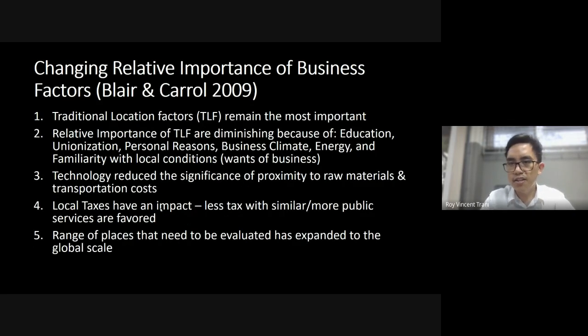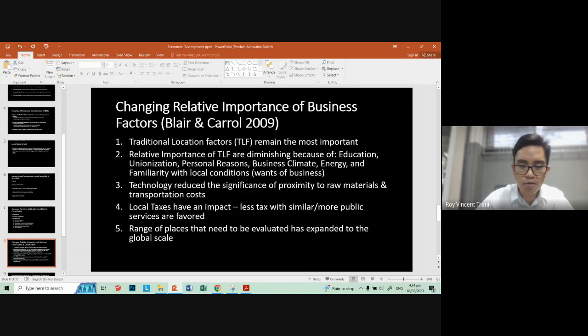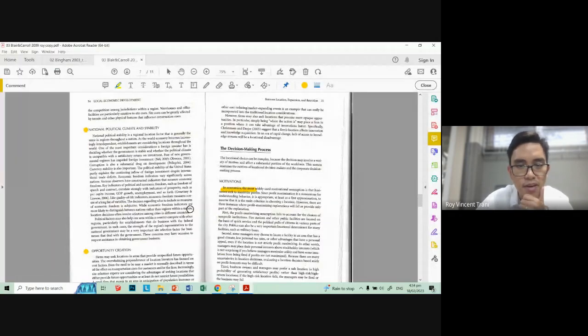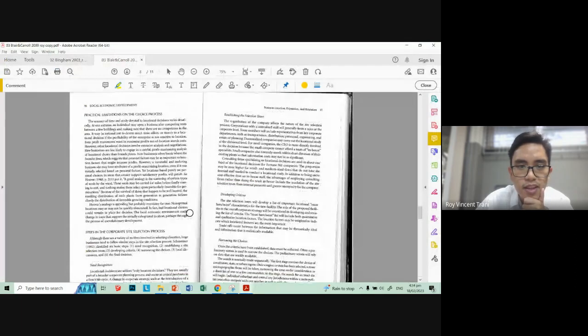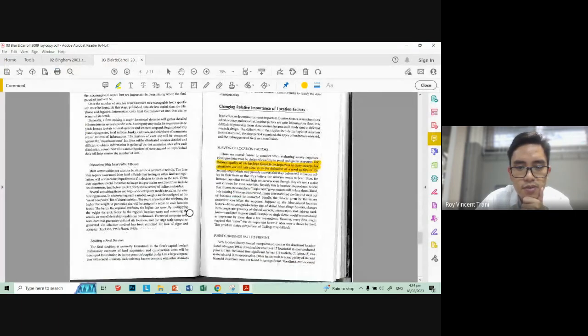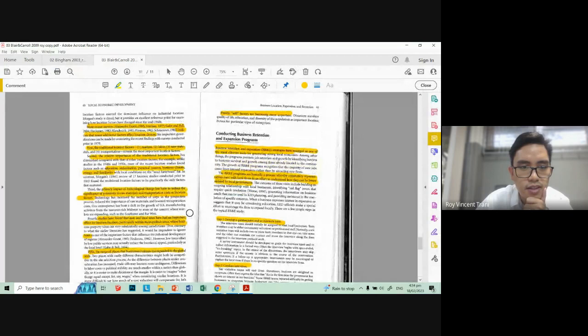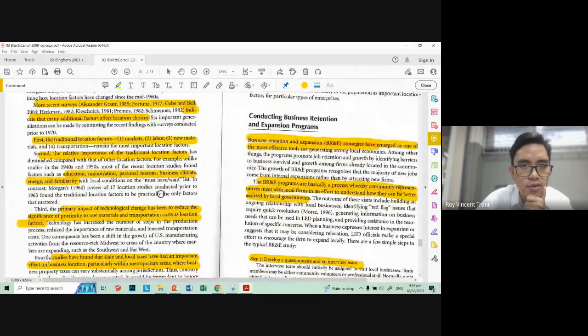So this is another interesting section of the reference. It says that traditional location factors remain the most important, which I think is true even until today, but they are diminishing because of education, unionization, personal reasons. This one is a bit vague for me. I think I'll go through the reference again to see what they actually mean by personal reasons here. Yeah, it doesn't really expound more on what these personal reasons are.